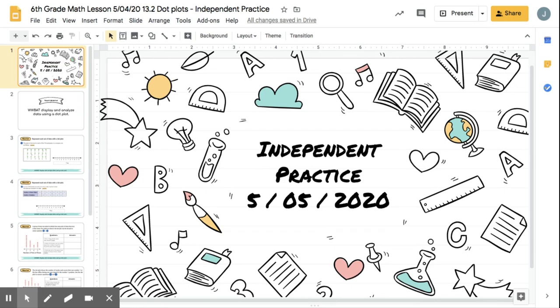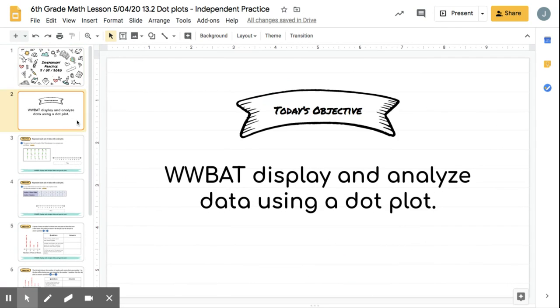I'm just going to explain to you how you're going to complete your task today. Today you will have your own Google slide that you can open and complete the work inside each slide. If you haven't completed the lesson from yesterday, it is very crucial that you go back and complete the work from yesterday before attempting to work on this independent practice.